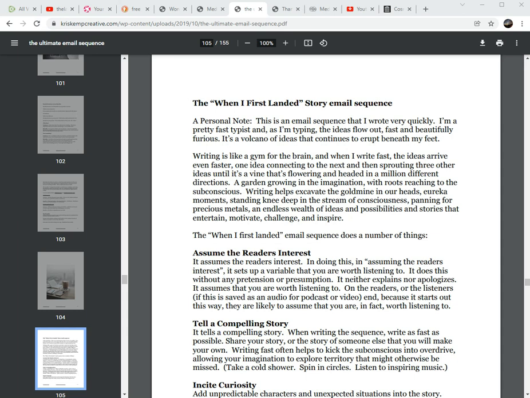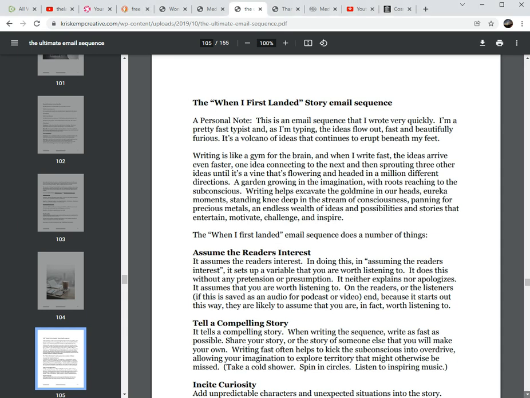Hopefully, the When I First Landed email sequence does a number of things. It assumes the reader's interest. In doing this, it sets up a variable that you are worth listening to. It does this without any pretension or presumption. It neither explains nor apologizes. It assumes that you are worth listening to, and because it starts out this way, the readers or listeners are likely to assume that you, in fact, are worth listening to.